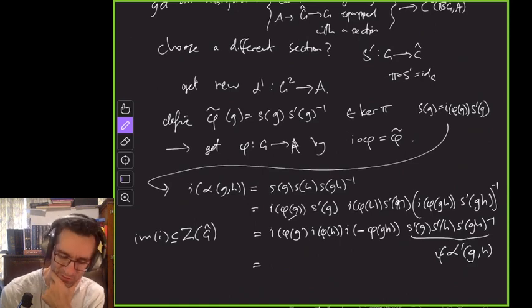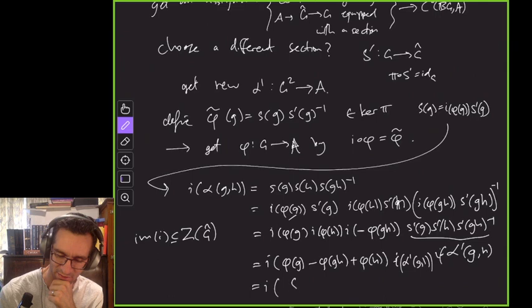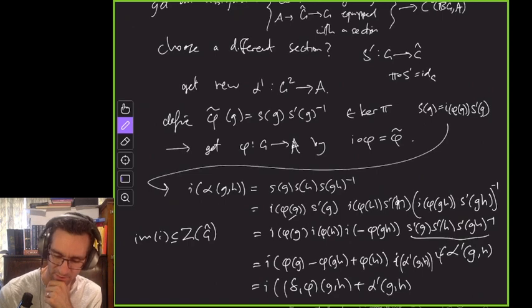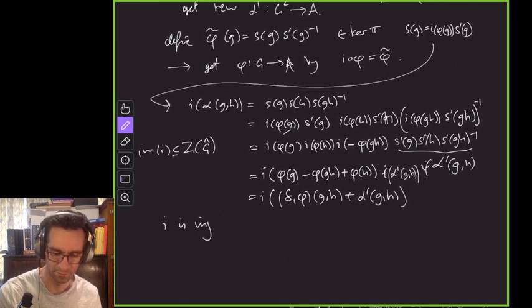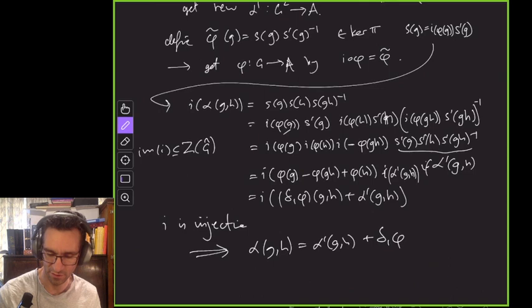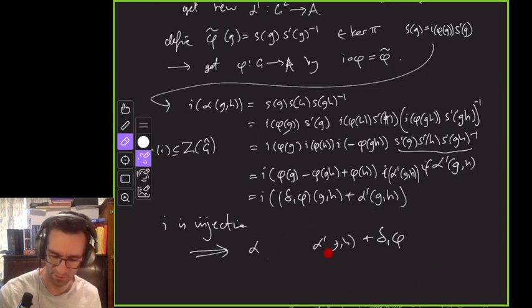Now I use the fact that I is a homomorphism. This is additive, really, written in A. And then, hello, phi of gh plus phi of h, I alpha prime of gh. In fact, this is I of delta 1 of phi of gh plus alpha prime of gh. Awesome. And I is injective. That means alpha of gh is equal to alpha prime of gh plus something in the image of delta 1.